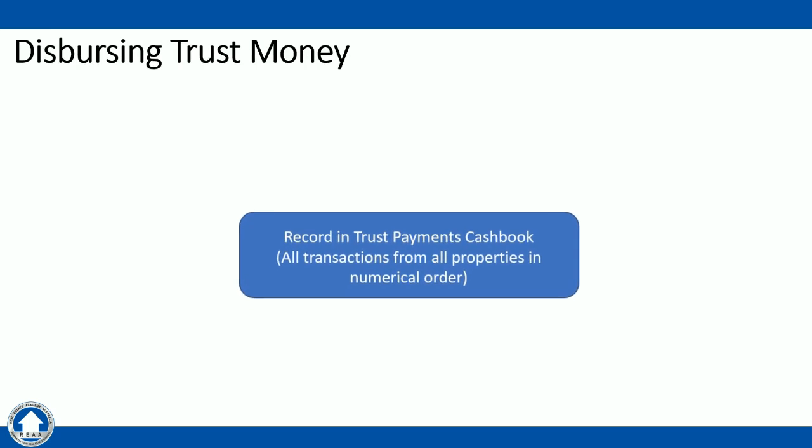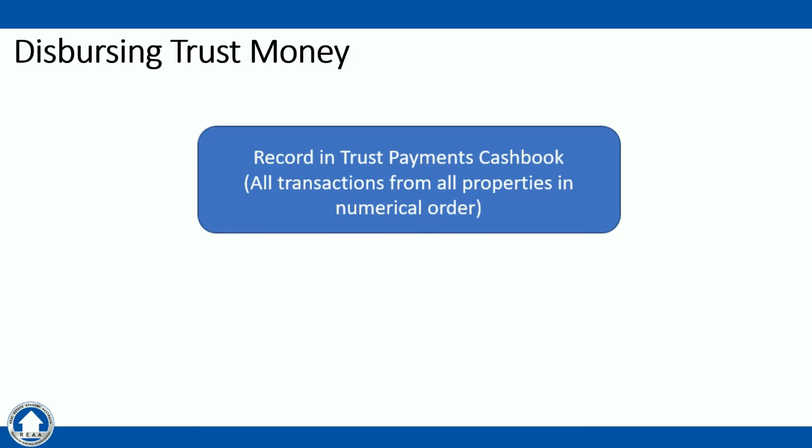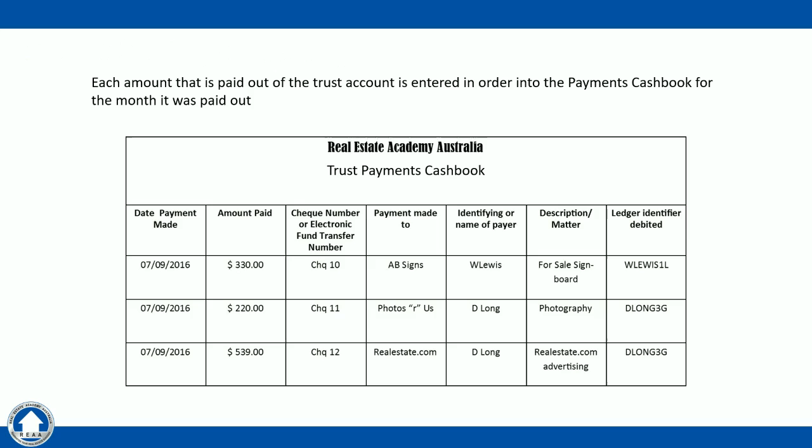Now that we're making payments out of the trust account, we also have to record these payments in the trust payments cash book. So each amount that's been paid out of the trust account is entered in order into the payments cash book for the month that it was paid out.